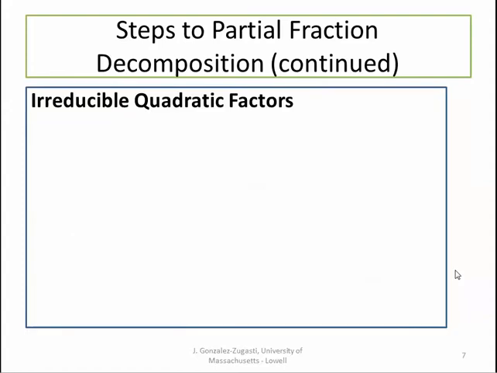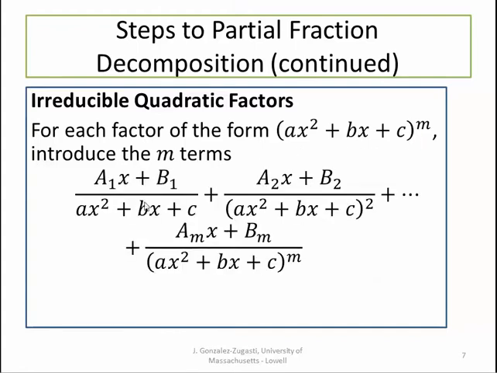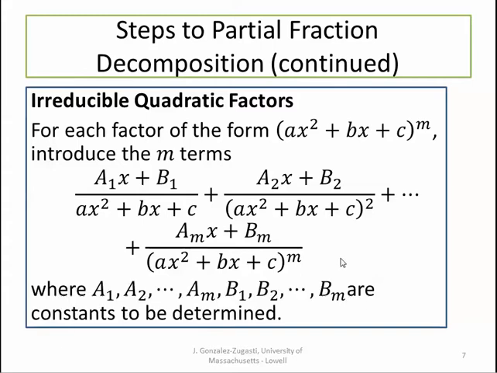Now for each of the quadratic factors, and they have to be irreducible, we're going to introduce m terms again, where m is the power of the quadratic factor. Here, instead of just a constant in the numerator, we're going to have a linear term of the form Ax plus B. And in the denominator, we take that factor, start with the power of 1, increase the power by 1, and so forth until we have it up to the power of m. So these constants that we're introducing, the capital A's, the capital B's, aren't determined yet. We just know they're going to be there.